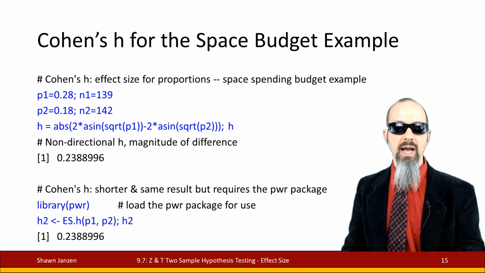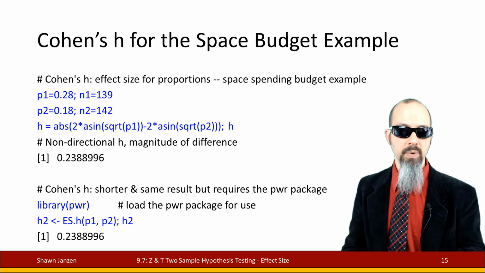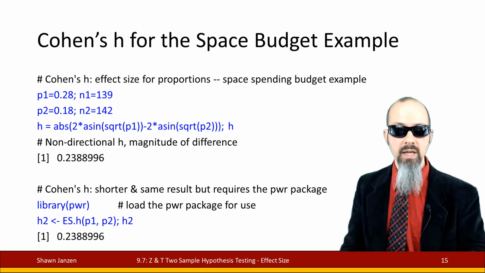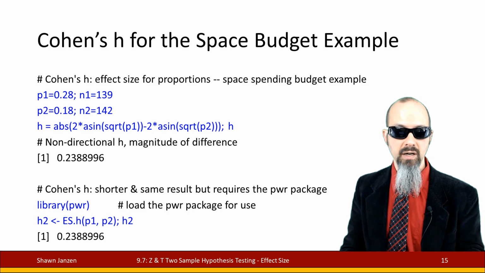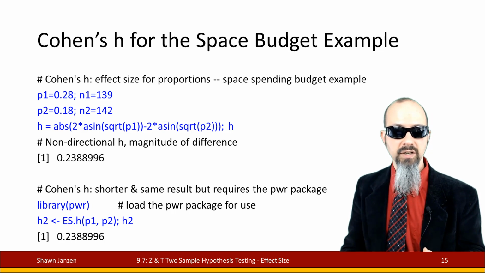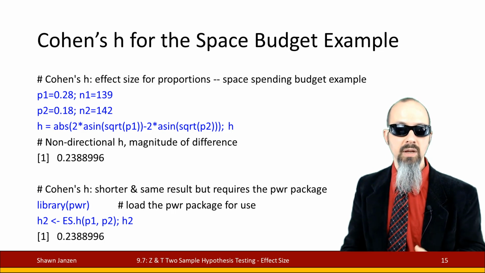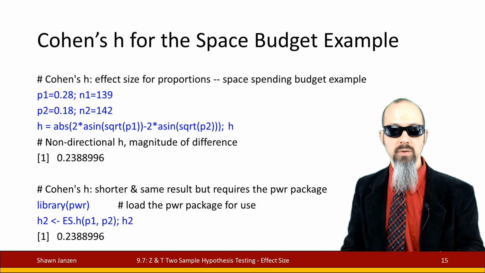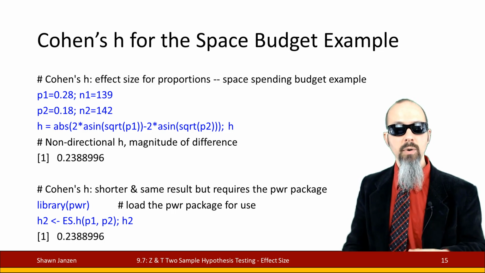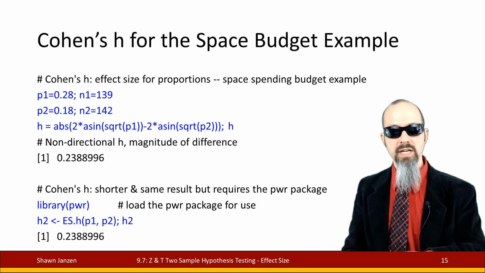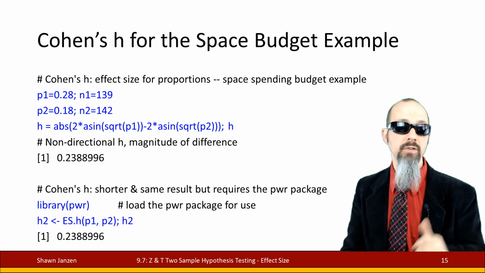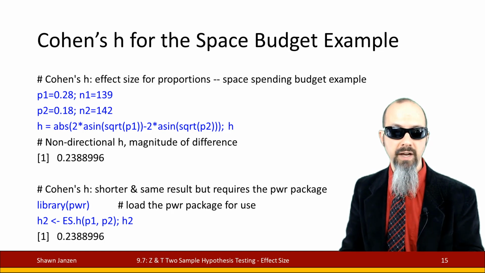But instead, I could be much better served just using the es.h function inside the pwr library, not have to deal with the ugly function up above. So we just plug in P1 and P2 into the es.h function, and we get the exact same effect size for Cohen's H, 0.2388 and change. And remember, we're going to interpret the Cohen's H on the same scale as we do the Cohen's D for the small, medium, large, and very large effects.